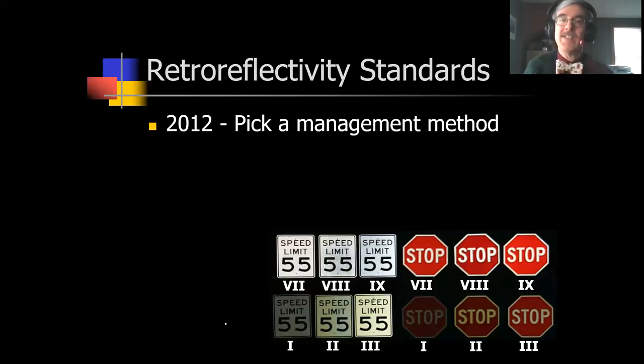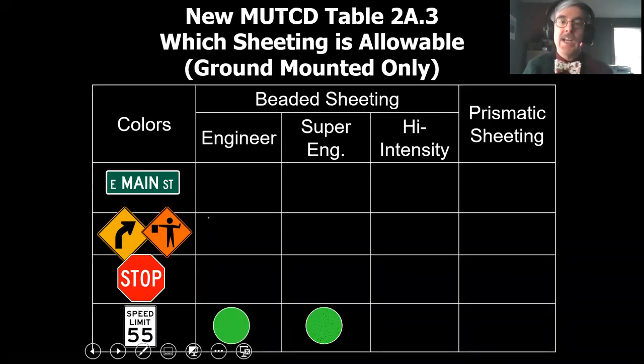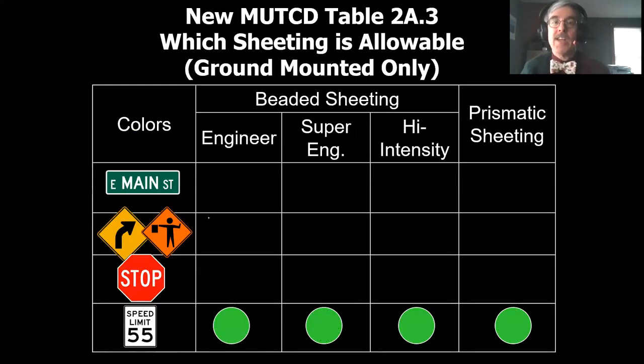So what that says is, I've got a plan to upgrade my signs so that they're bright enough, and I'm going to follow through with it. And so over a 10 or 20 year period, I'm going to make sure every sign is nice and bright. Okay. Now, which signs are allowed? Which sheeting is allowed? Well, there's a table that's available in the MUTCD, and you can read the table if you'd like to. I did a sort of simplified version of it. And so I said, I'll put up a green dot if it's allowed. So I can use any kind of sheeting for speed limit signs.